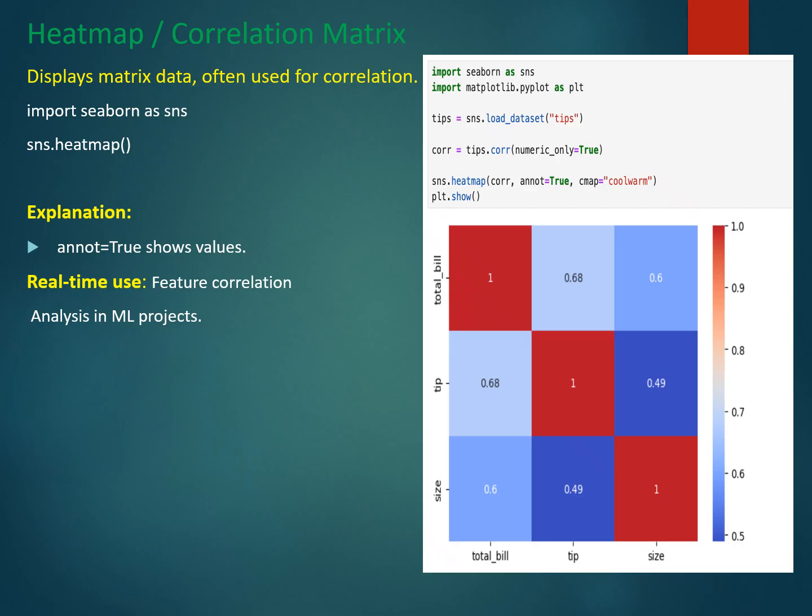Heat map. Heat map is widely used for correlation matrices. Important parameters: annot equals true shows values. cmap controls color theme. In ML, heat maps help identify highly correlated features, detect multicollinearity, and select important features. Before training regression models, we remove highly correlated features to avoid multicollinearity.